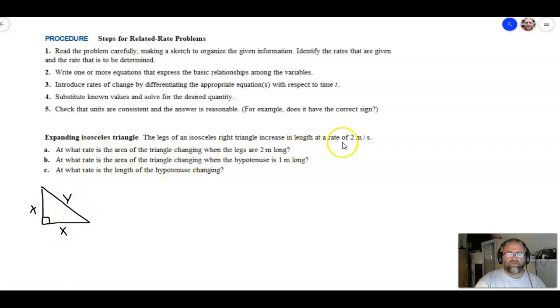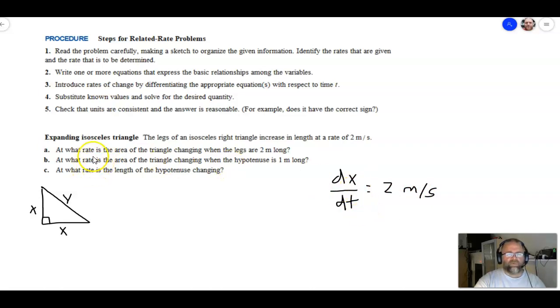Before we look at the first question, what do we also know? We know that the legs are increasing at a rate of 2 meters per second with respect to time. So we know that the derivative of x, because that's the leg of the right triangle, with respect to time, we write that dx over dt is equal to 2 meters per second. So that is our known information there.